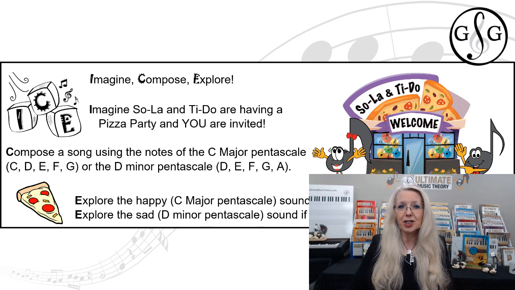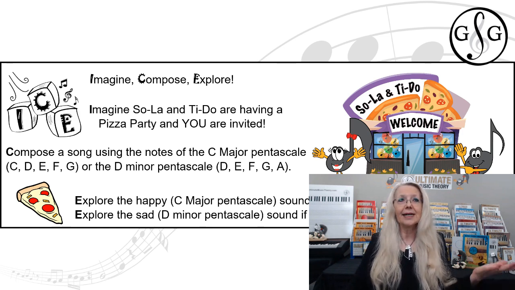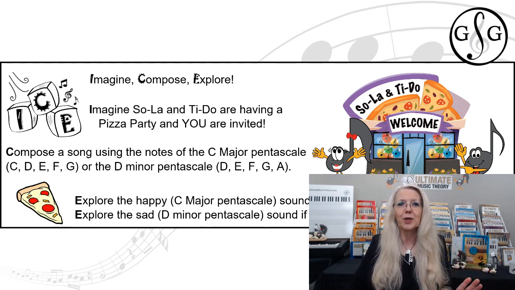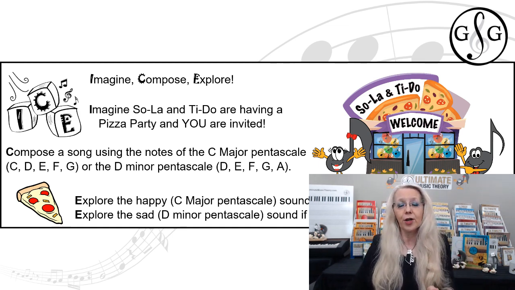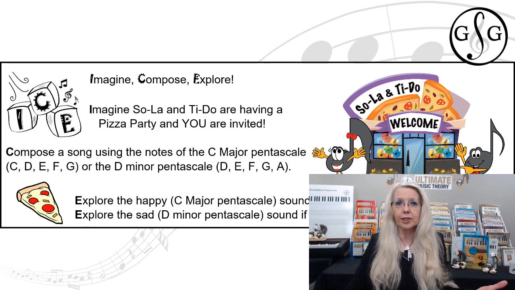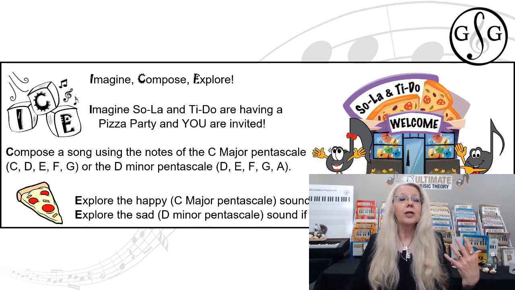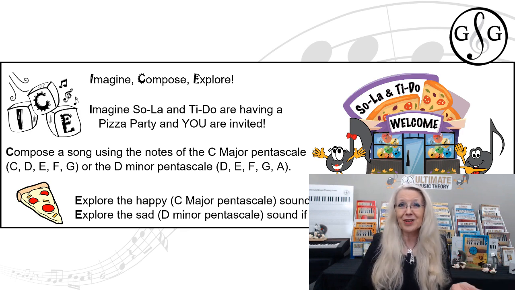So first imagine that you're at the party. And now you're starting to get a visual. Then compose a song using the notes in the C major pentascale. Pentascale, 5 notes, C, D, E, F, G. Or you can use the D minor pentascale, D, E, F, G, A. Both of these are taught in the Beginner Bee workbook. So students have already learned the pentascale for C major and for D minor, and now we're going to explore the happy C major pentascale sound.